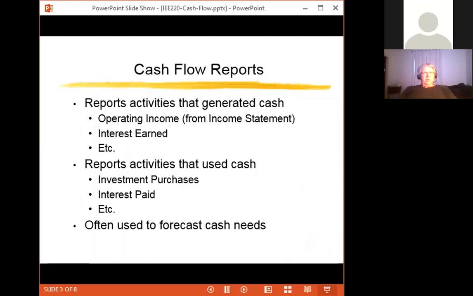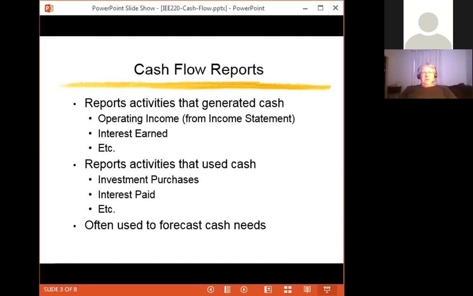So in the cash flow reports, we're really looking at all the things that have generated cash: operating income, as in the net earnings from our profit and loss statement, and perhaps interest that was earned on money that we had in a bank account. Perhaps it is rent from a property that we are leasing to somebody. Perhaps it is something that we sold that still had some monetary value.